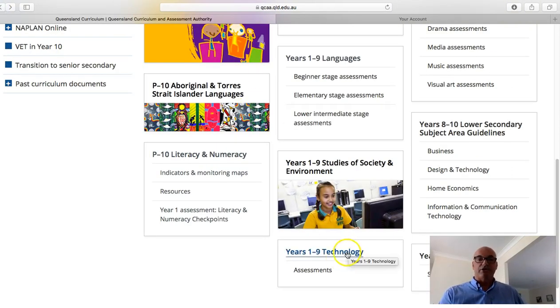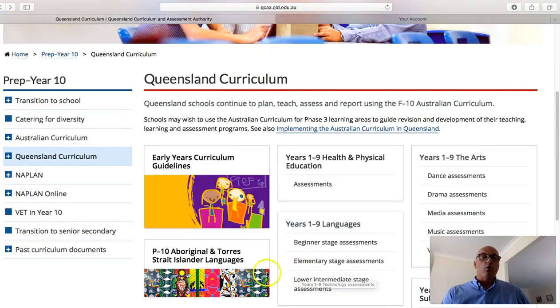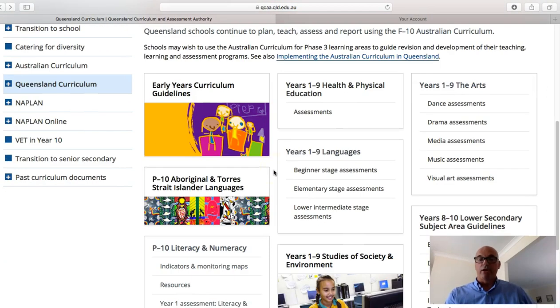We have the same information in technology. So we use both the Queensland curriculum and the Australian curriculum in our planning. Both run alongside each other and both provide useful information and complementary information.